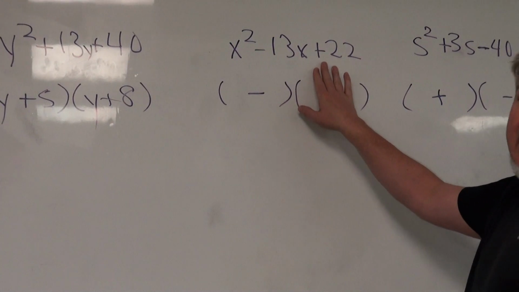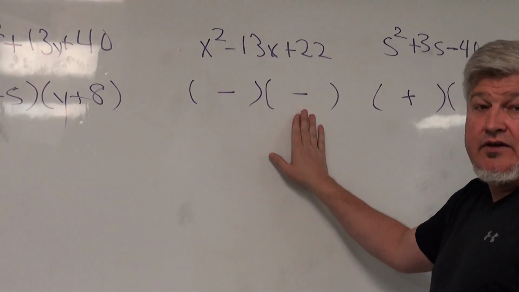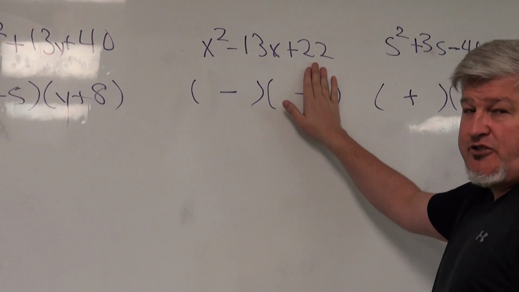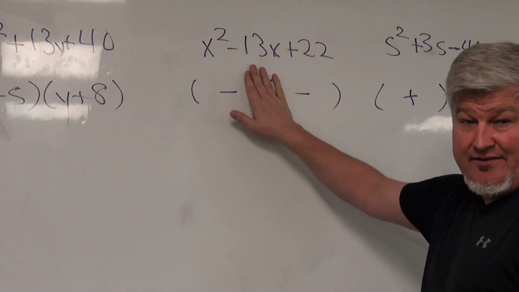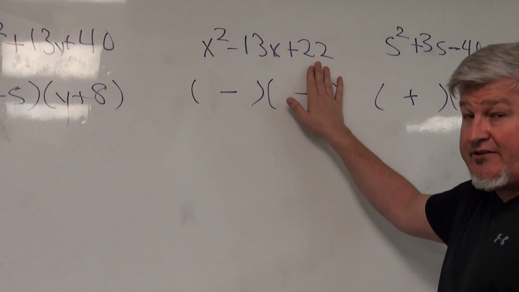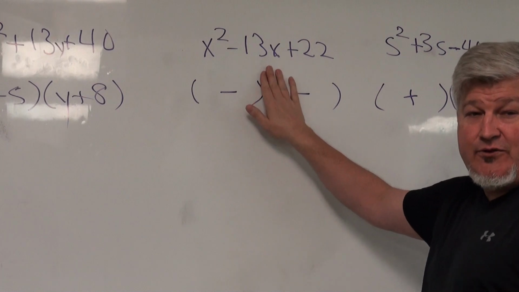Again, second sign is a positive. They're both the same sign. The first sign's a negative, so they're both negative. Using my English terms, I'm going to torture my daughter. What two factors of 22, when added together, give me 13? Negative 13? Nope. What two? And she asked negative 13, the answer is no. What two factors of 22, when added together, give me 13?